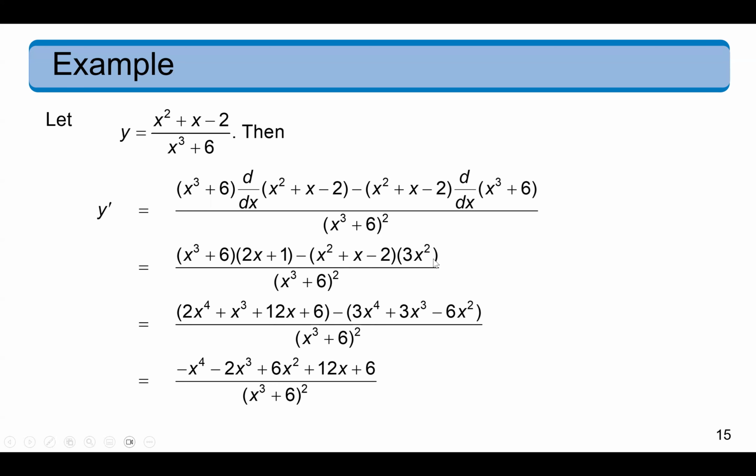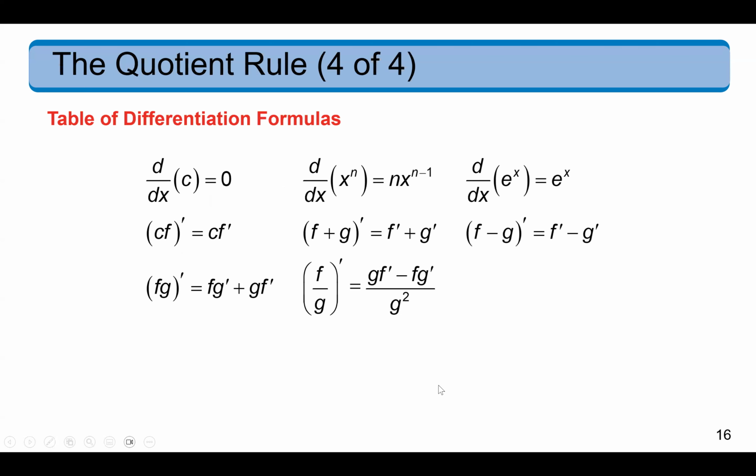So now we multiply 3s squared by (s squared plus s minus 2). And we also multiply (2s plus 1) by (s cubed plus 6). And this is what we get. Then later we combine the terms, and this is what we get. So that will be the final result.